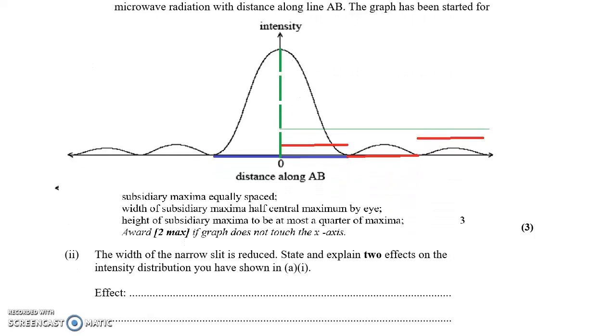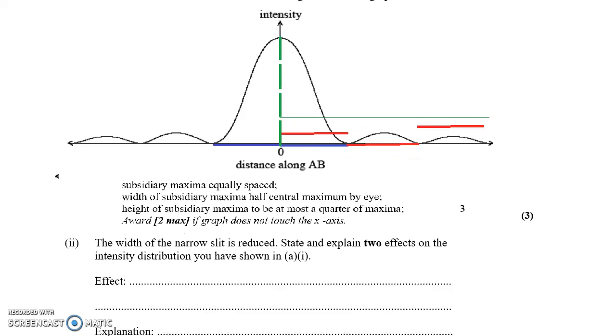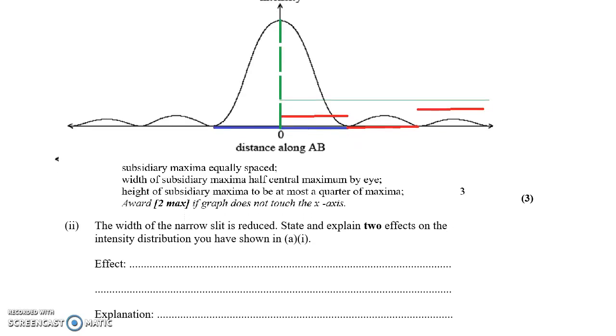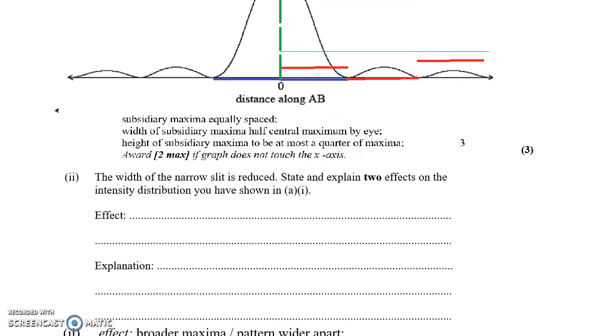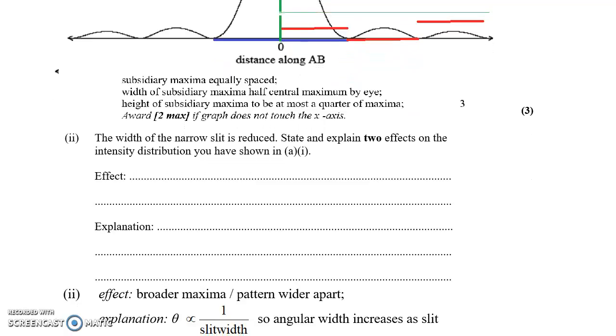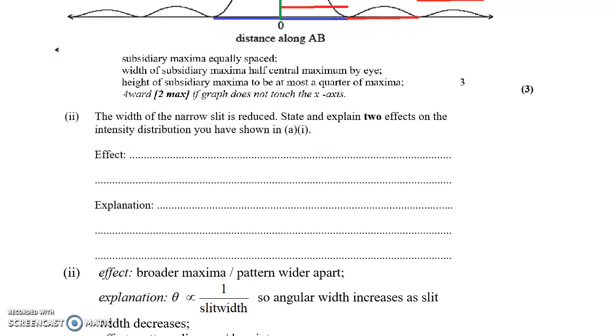The second question is about the width of the narrow slit. So what happens if you reduce that? Now, one of the answers you can take from the mark scheme, and the other one is a bit more common sense. But there are 2 main effects of the intensity. The first effect is from the mark scheme, and if you look at the mark scheme, there's this relationship where theta is proportional to 1 divided by the slit width. So if you decrease the slit width, then you increase the angle. And that's the first relationship.